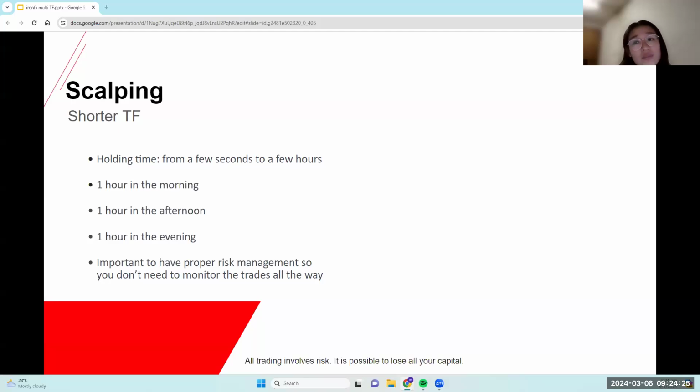Okay, so the holding time tends to be from a few seconds to a few hours. If you are trading, what we typically recommend will be 1 hour in the morning, 1 hour in the afternoon, and 1 hour in the evening. But it is important to have proper risk management so that you don't need to monitor the trades all the way.